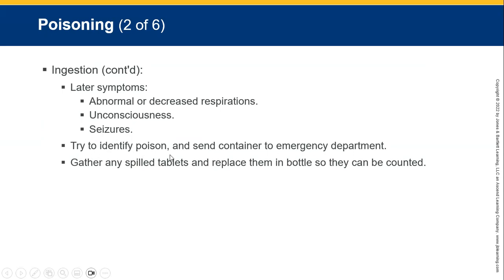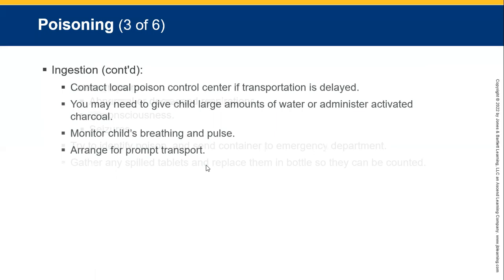With poisoning, we always want to try and identify the poison. Send a container to the emergency department. If you don't have an emergency department, phone the poison center. Try and identify everything that's going on. Explain very carefully what you found and see if they can advise you as to what to do while you're waiting for an ambulance. Gather any small tablets, replace them in the bottle so they can be counted. You may need to give the child large amounts of water or administer activated charcoal. Monitor the child's pulse and breathing and arrange rapid transport.